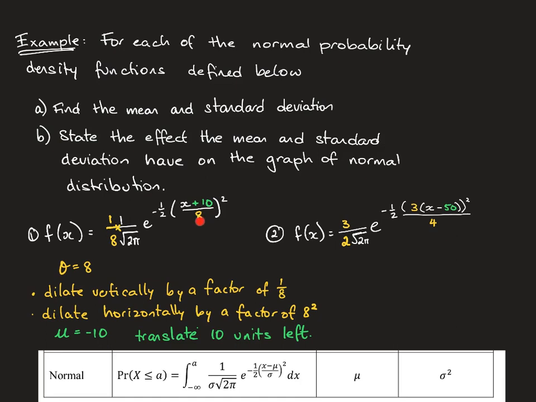And here, this is sigma squared, and so you have your x divided by sigma squared. So you're dilating horizontally by a factor of the inverse of that, which is 8 squared. The mean has a plus in front of it, and you'll notice on the formula sheet that there's a minus sign in front of the mean, which means that our mean is in fact minus 10, which means it translates 10 units to the left.